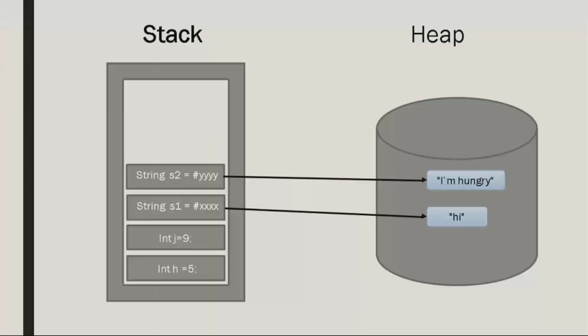If I wanted to assign s1 to s2, on the contrary, s2 won't copy the value of s1, but its address will point at the latest value in the heap. And this is the main difference between value type and reference type, and the stack and the heap.